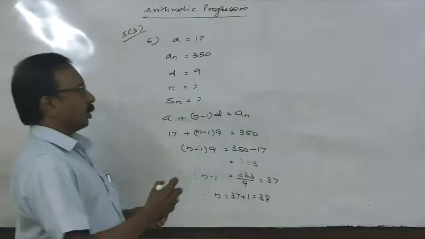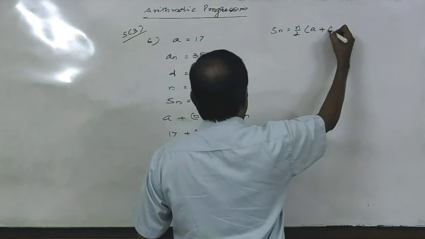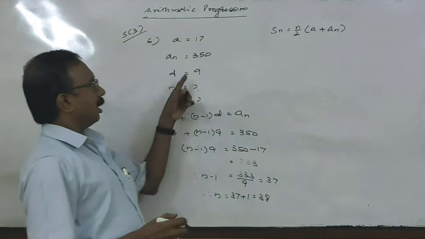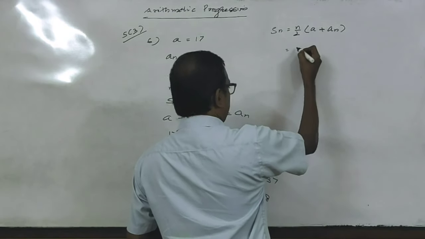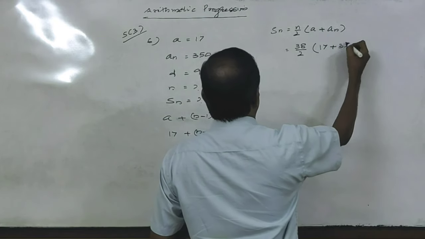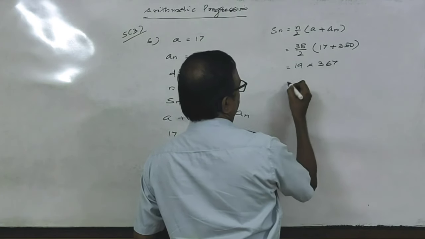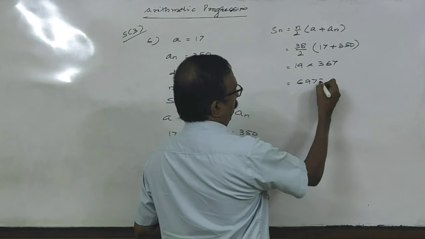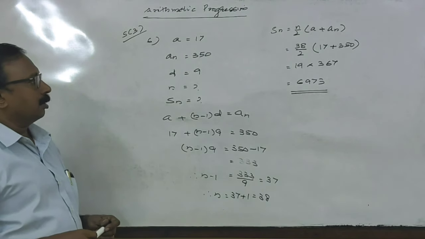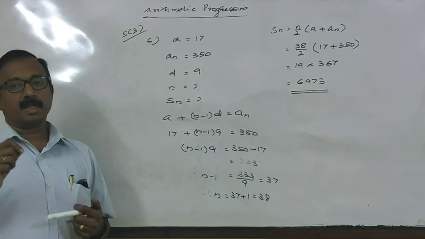Now we have to find Sn also. Sn is equal to n by 2 into a plus l, one of the formulas, where l is the last term. So n is 38 by 2 into a, which is 17, plus 350. That is 19 into 367, which is equal to 6973. So n is equal to 38, Sn is equal to 6973, isn't it?